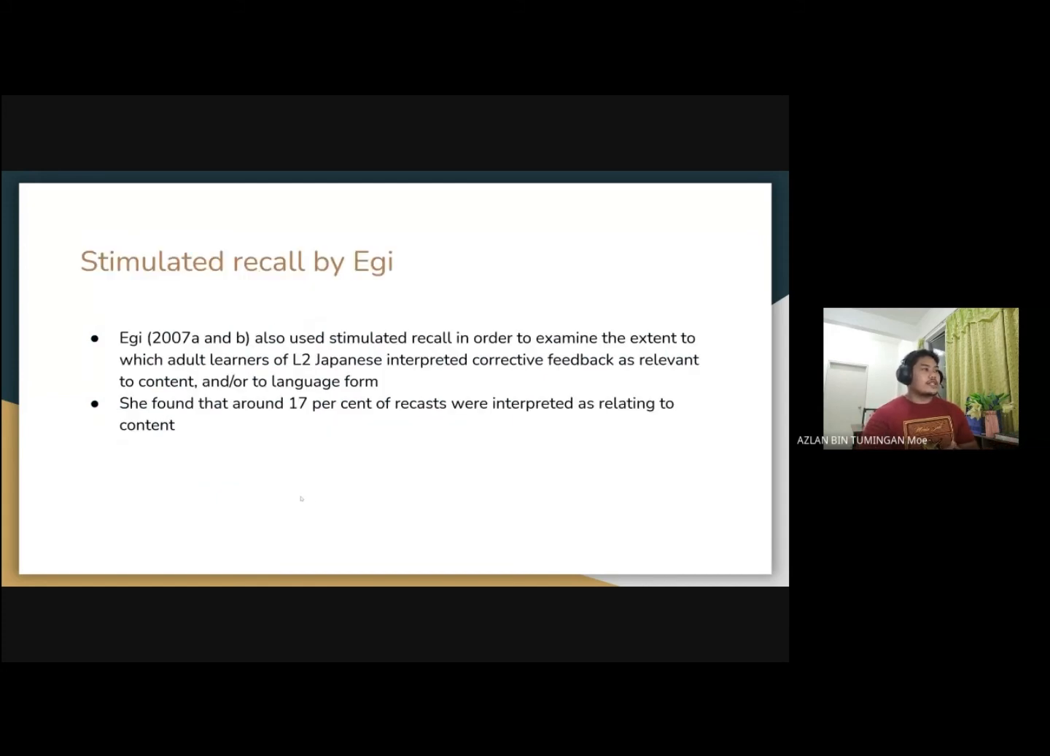Then stimulated recall by Egi. Egi also used stimulated recall in order to examine the extent to which adult second language learners of Japanese interpreted corrective feedback as relevant to the content and or to the language form. And then she found that around 17% of the recasts were interpreted as relating to the content. So 70% of it were related to the content.